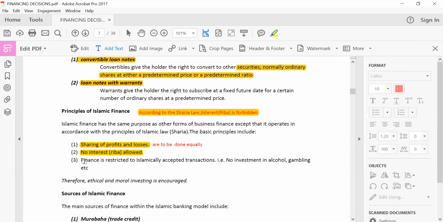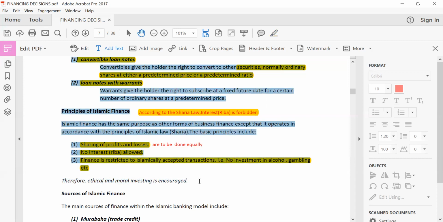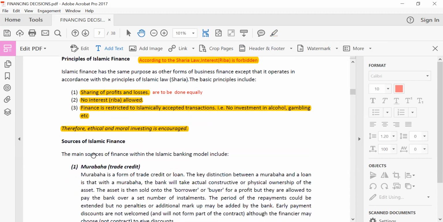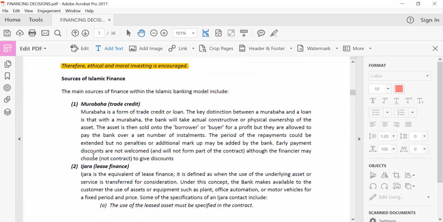Next, finance is restricted to Islamically accepted transactions. What are we trying to say? We prohibit activities which are not ethical in the eyes of the Islamic law. So investment in alcohol, gambling, prostitution, and those bits are not accepted. Monies generated from unethical activities are not considered by the Islamic law. Therefore, ethical and moral investments are encouraged. Sources of Islamic finance. We have 5 main sources of Islamic finance.